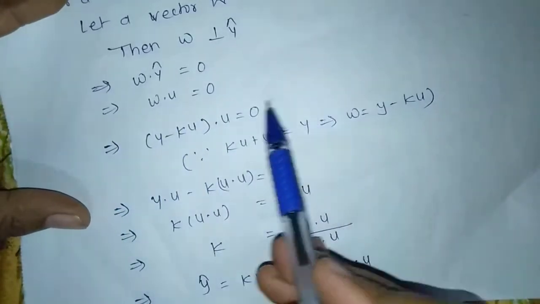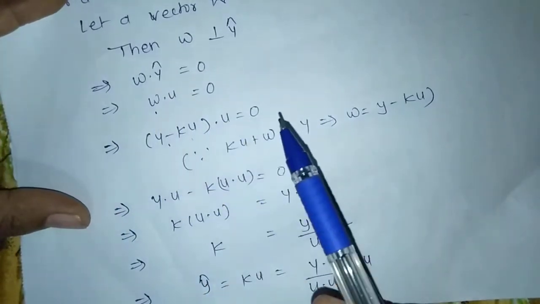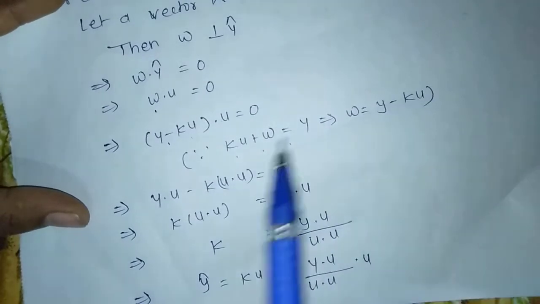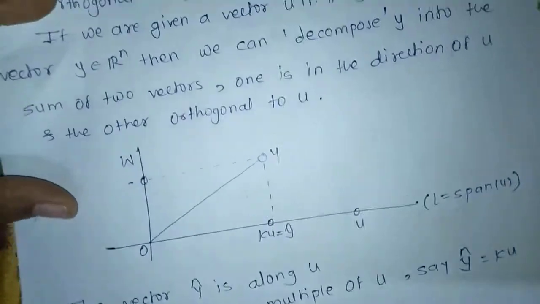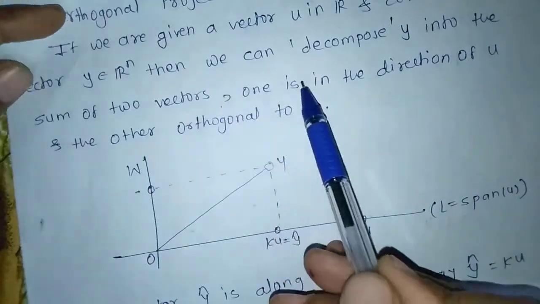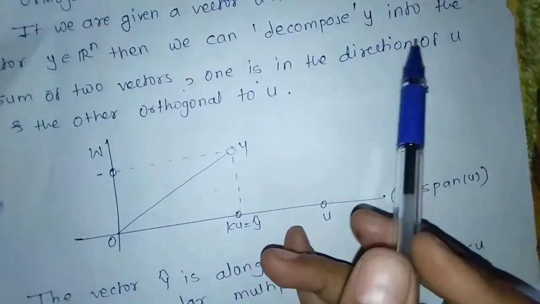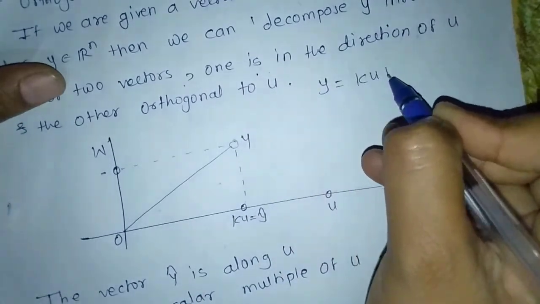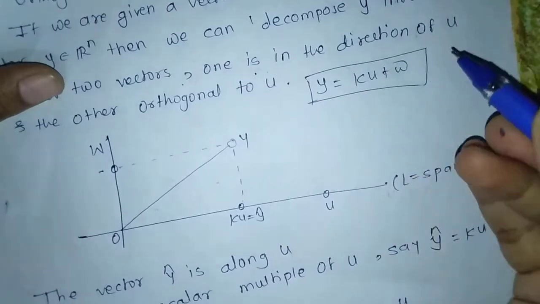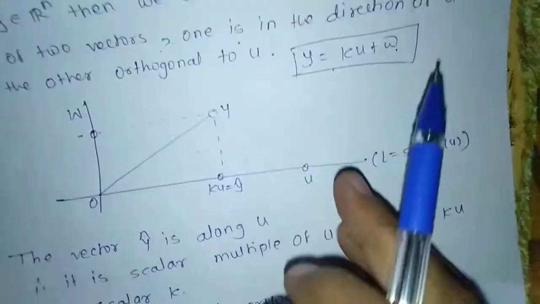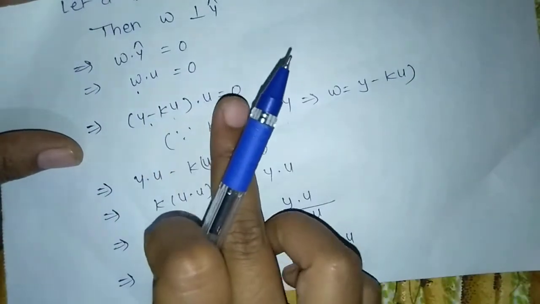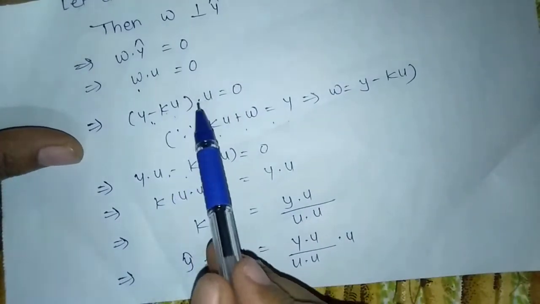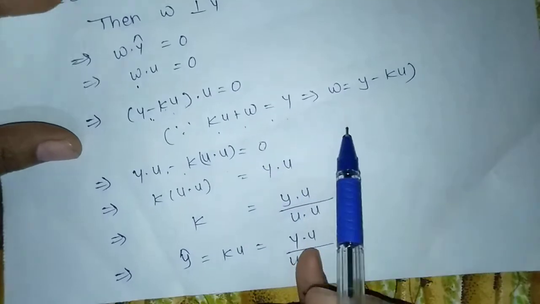Also w is nothing but y minus ku, because ku plus w is equal to y. Here y is the sum of two vectors, one in the direction of u and the other orthogonal to u, meaning y is equal to ku plus w. So w is equal to y minus ku, and w dotted with u is equal to 0. So y dot u minus k times u dot u is equal to 0.